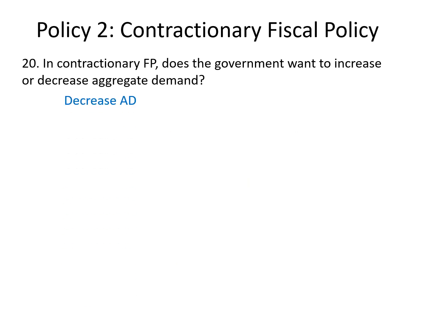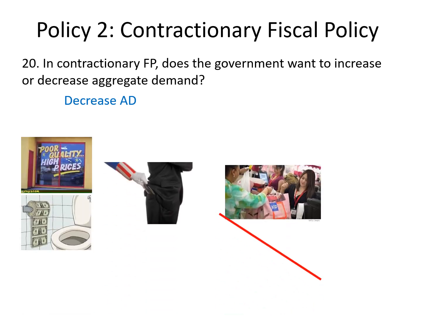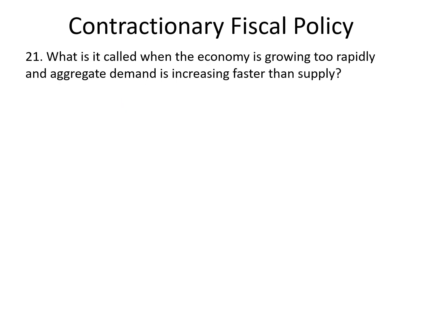In contractionary fiscal policy, again, you're trying to make things smaller. The economy's gotten too big, with too high inflation, so you decrease aggregate demand. Remember, money's becoming worthless because of inflation. And remember, that's called demand pull inflation.